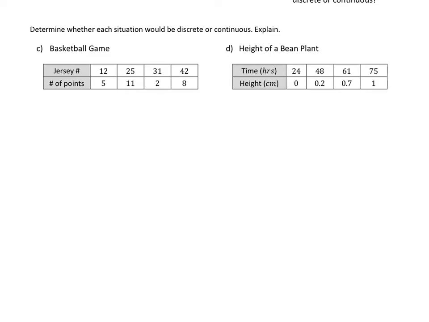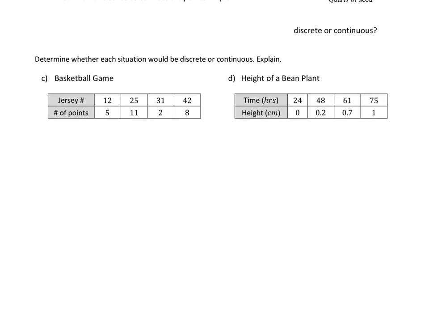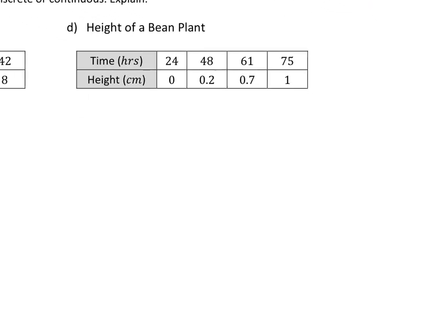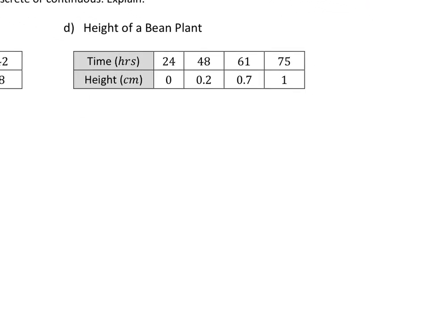So letter D, height of a bean plant. The directions are: determine whether each situation would be discrete or continuous and explain. So we have a bean plant. The independent variable would be time in hours, and our dependent variable would be height. Also, the time would be the domain, and the height would be the range. So we're talking about a height of a bean plant. At 24 hours, the height was 0 centimeters. At 48 hours, the height was 0.2 centimeter, and then 1.7 centimeters, and 5.1 centimeters.